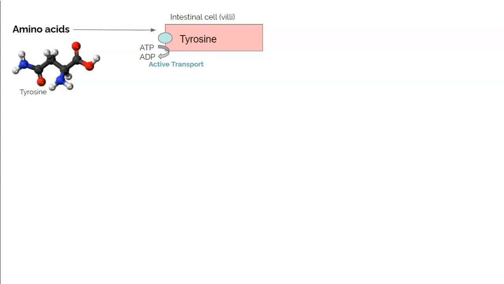So tyrosine is sitting in the intestinal wall. There's another pump that's waiting to move it out through active transport into a blood capillary. So there's our blood capillary. That is how things are absorbed into the blood. Amino acid: active transport into the small intestine, active transport to the blood capillary.